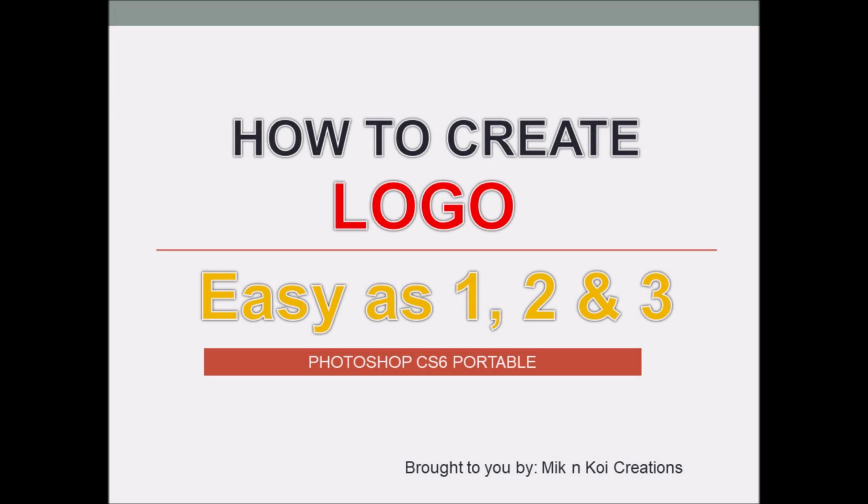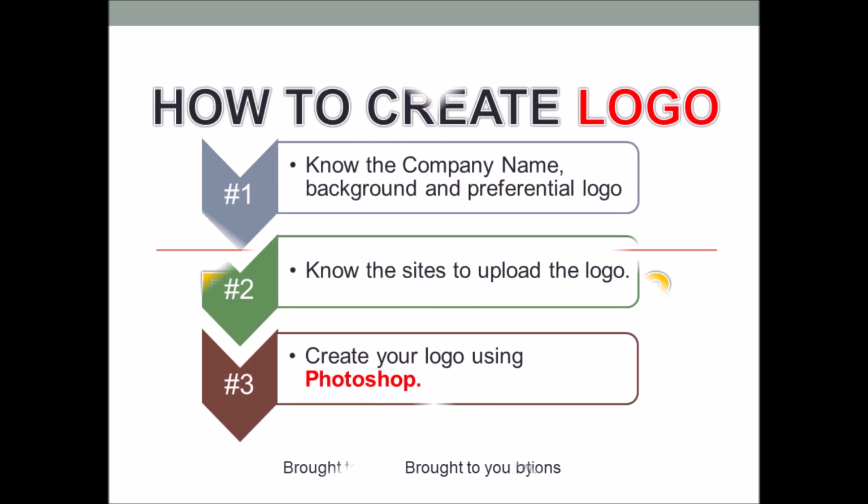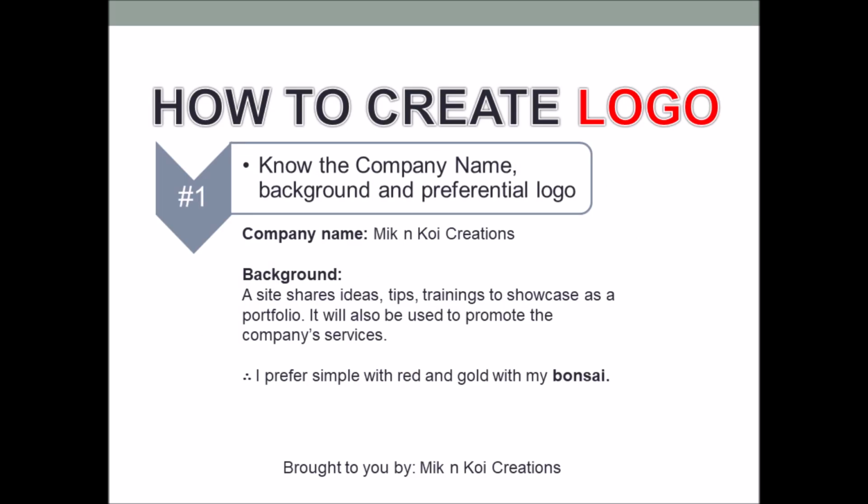Hi everyone, this is Mick and Koi Creations, and now we are going to learn how to create a logo in easy as 1, 2, 3 steps, using Photoshop CS6 Portable. The three major steps are: know the company name, background, and preferential logo. Next is know the sites to upload the logo. Third and lastly is to create your logo using Photoshop.